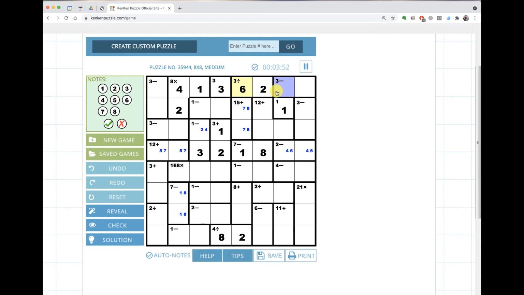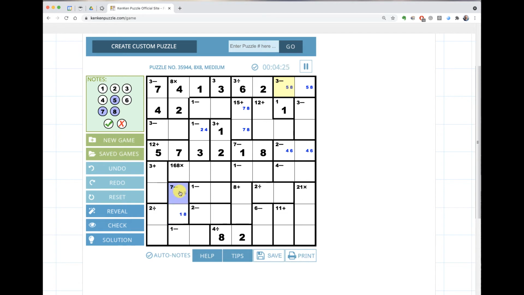What have I got so far? 1, 2, 3, 4. So 5, 7, 8 remaining. All right. What can I subtract to get a 3? Well, it's got to be the 5 and the 8. So that puts the 7 over here. And a 4 there. This has now told me this is a 5. It's the only remaining possibility. That must be a 7.